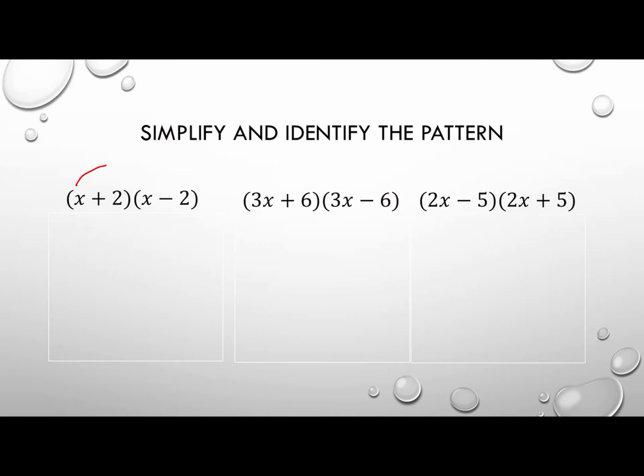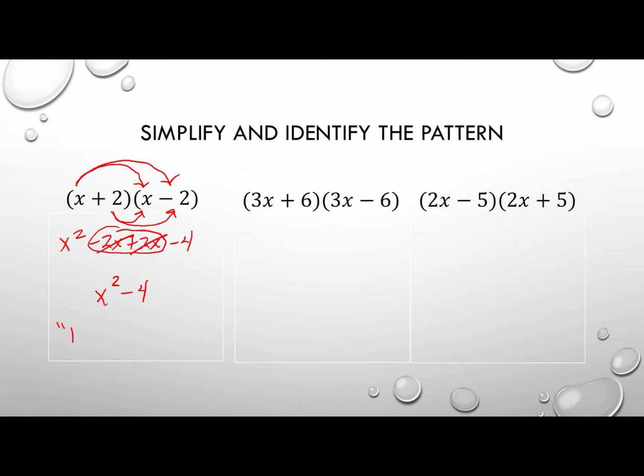All right, so if we FOIL these out, we get first times first, x squared. We get outside times outside, minus 2x. Inside times inside, plus 2x. And last times last is negative 4. Now, what happens in the middle when we add like terms? Well, those cancel each other out, right? Negative 2x, positive 2x gives you 0. So we're left with this x squared minus 4.